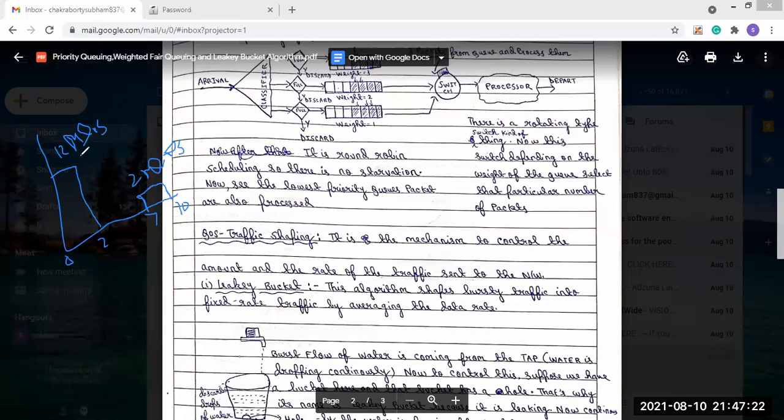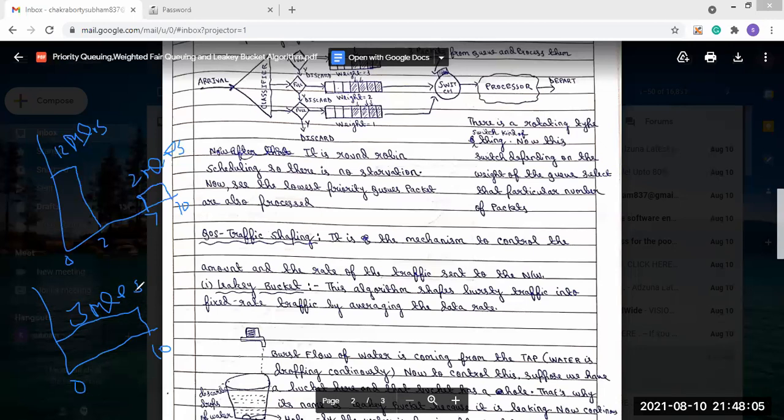So what will this leaky bucket algorithm do? It will shape, or convert, this bursty traffic into fixed rate traffic. Fixed rate traffic means, let's say from 0 to 10, the same amount of data came at the same data rate. Let's say 3 Mbps speed. So from 0 to 2 seconds, the data came at 3 Mbps speed. That is the fixed rate.